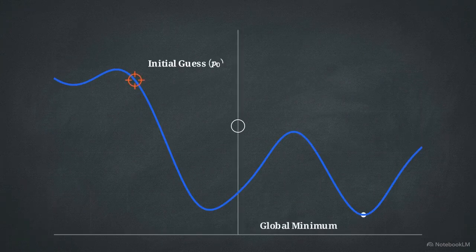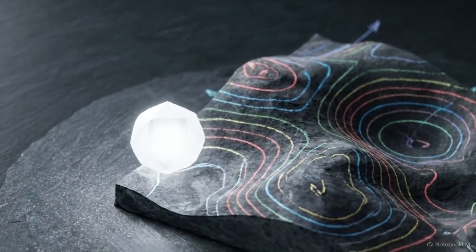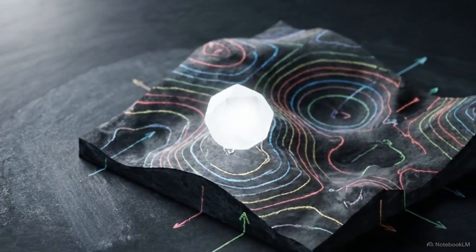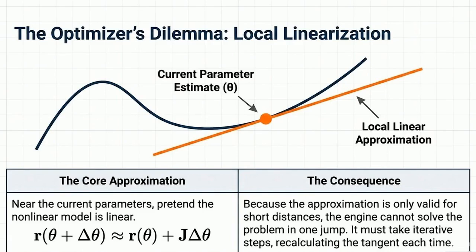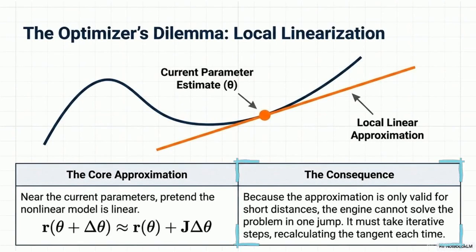The optimization engine will relentlessly adjust parameters in order to shrink this newly scaled sum of squared errors. However, because the user's model is typically nonlinear, the optimizer lacks a direct algebraic formula to calculate the absolute minimum in one step. Without a closed-form solution, the optimizer faces a distinct computational dilemma. It has to iterate, making calculated jumps across the parameter space. This graph illustrates the core trick. Near the current parameter estimate, the algorithm pretends your nonlinear model is linear, creating a local tangent. Because this approximation is only valid for short distances, the engine takes a short step, stops, and recalculates.